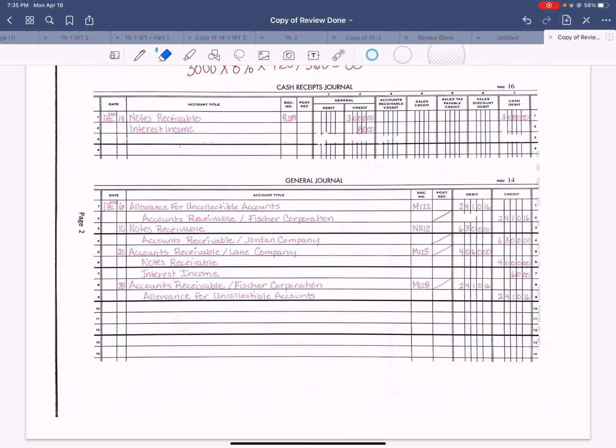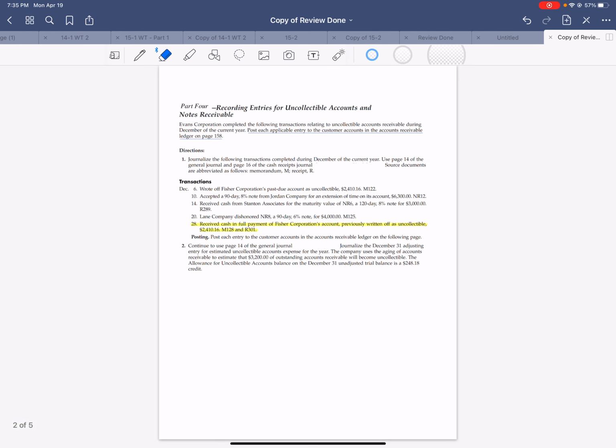Then we're going to record receiving the cash. It's the 28th. We have a cash debit. We have an accounts receivable credit. And the name of the customer is Fisher Corporation. And it's receipt 301. So those are the transactions that are on that page. Don't worry about this. Ignore that part.